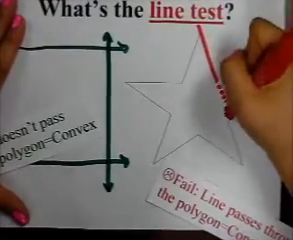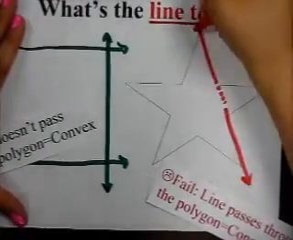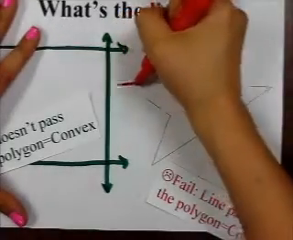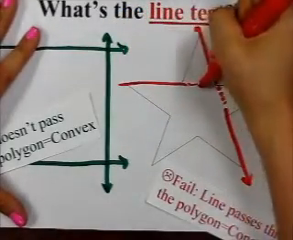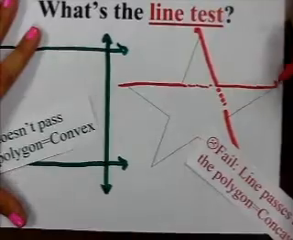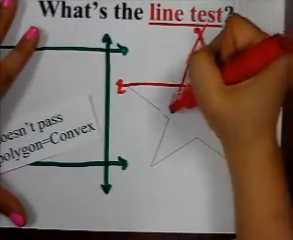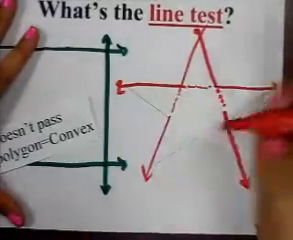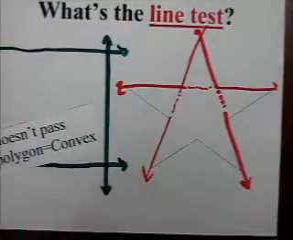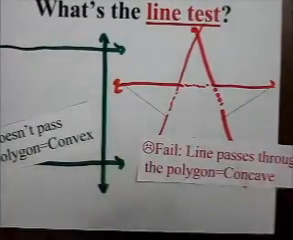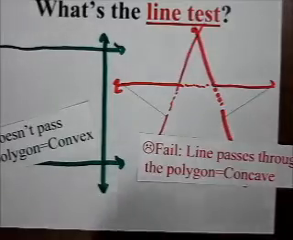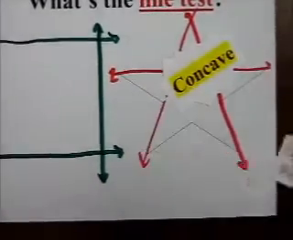I have just noticed that it has crossed the center of the polygon. I can keep on going, and I will notice again, it crosses the center of the polygon. If I keep on going, it is going to cross the center of the polygon. Now, I've noticed already that this does not pass the line test. Therefore, it is concave. This is the line test.